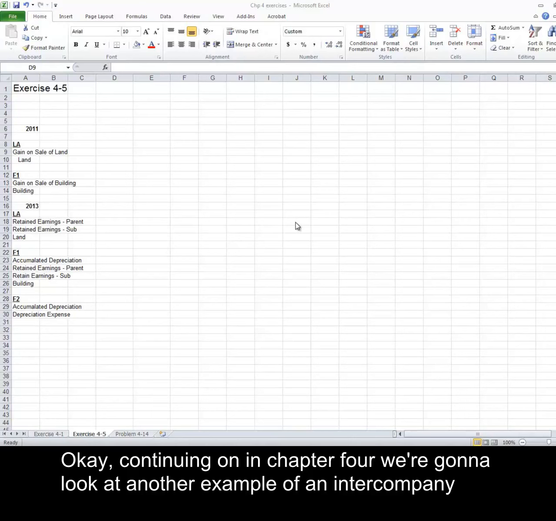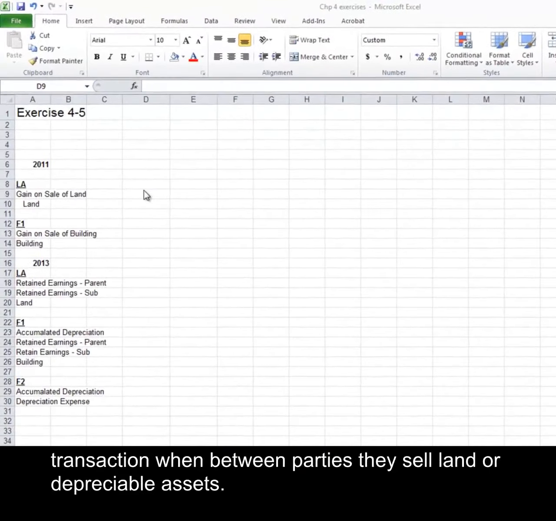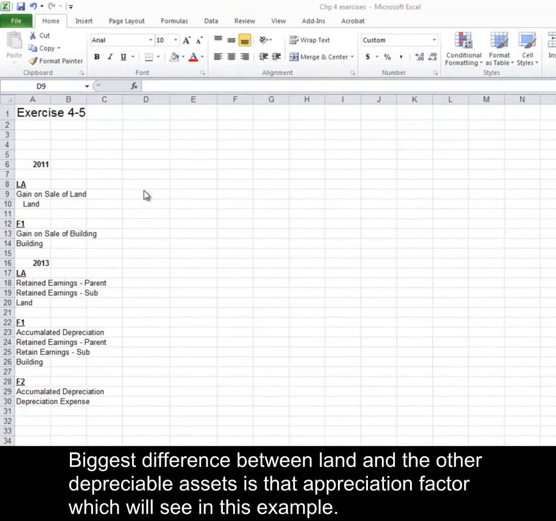Okay, continuing on in Chapter 4, we're going to look at another example of an intercompany transaction between parties when they sell land or depreciable assets. The biggest difference between land and the other depreciable assets is the depreciation factor, which we'll see in this example.